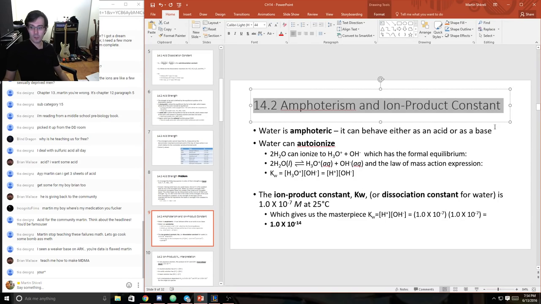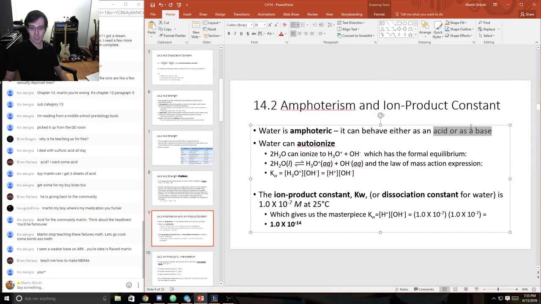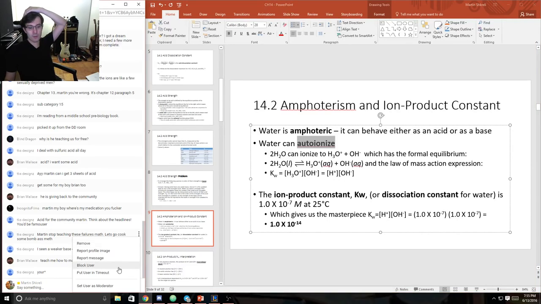Amphotericism. It's a big word, but it means something very simple. Water is amphoteric. It can behave either as an acid or a base, and this auto-ionization is going to be a really important concept for the rest of the lesson.